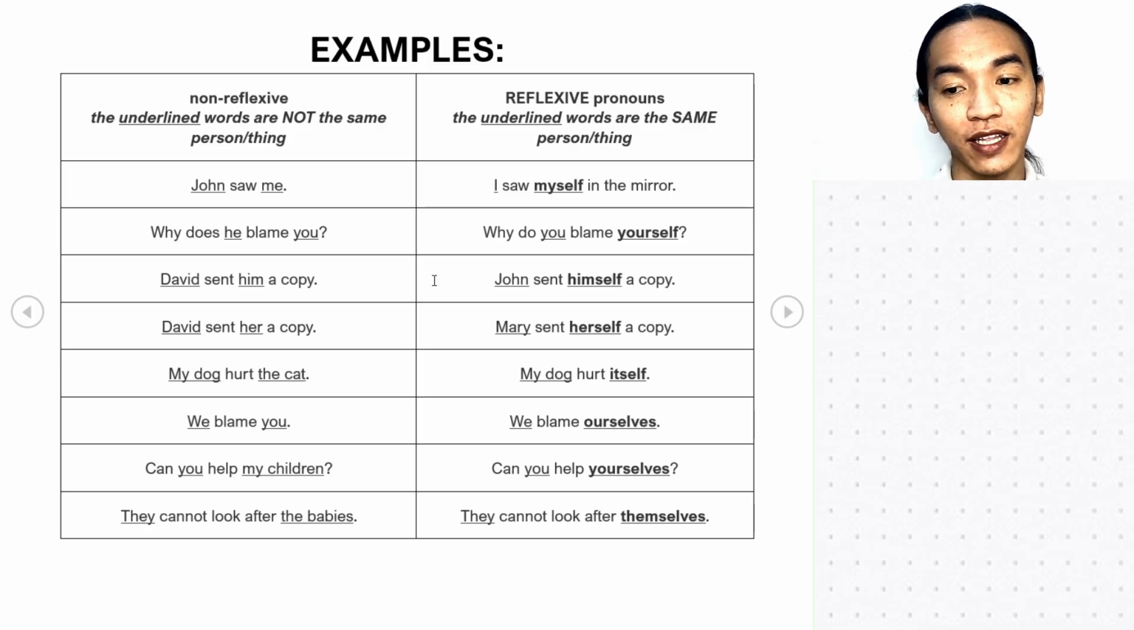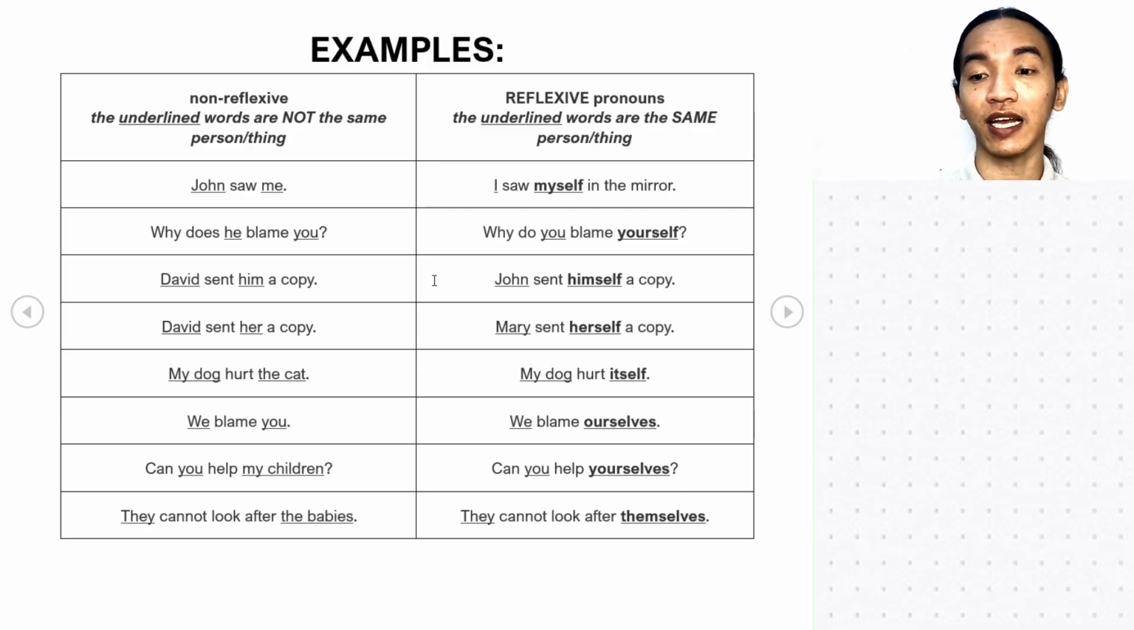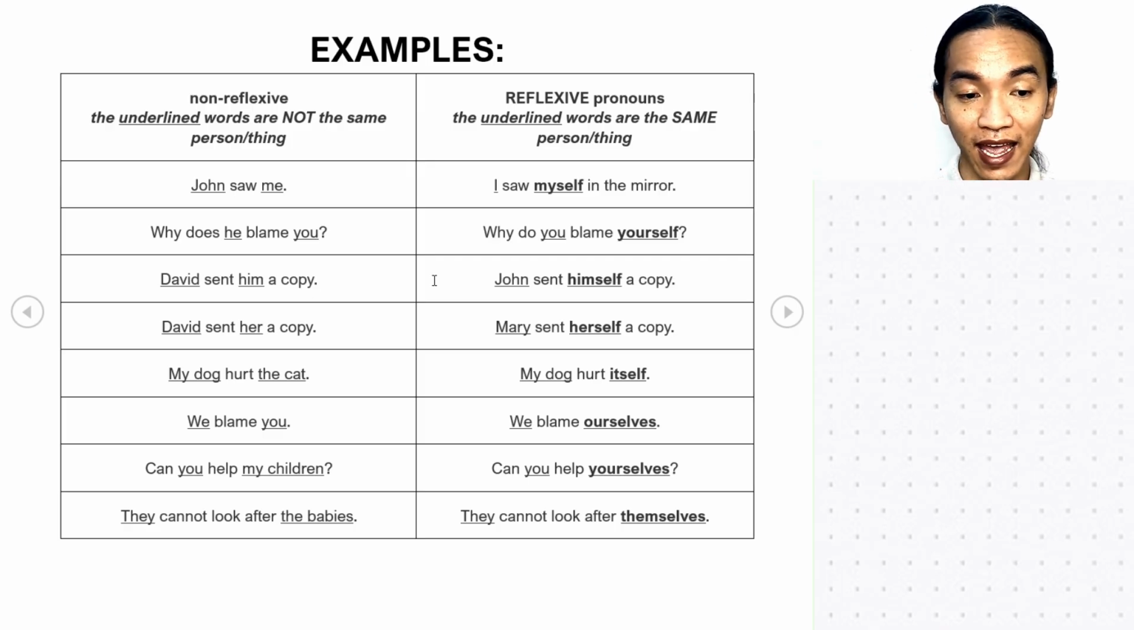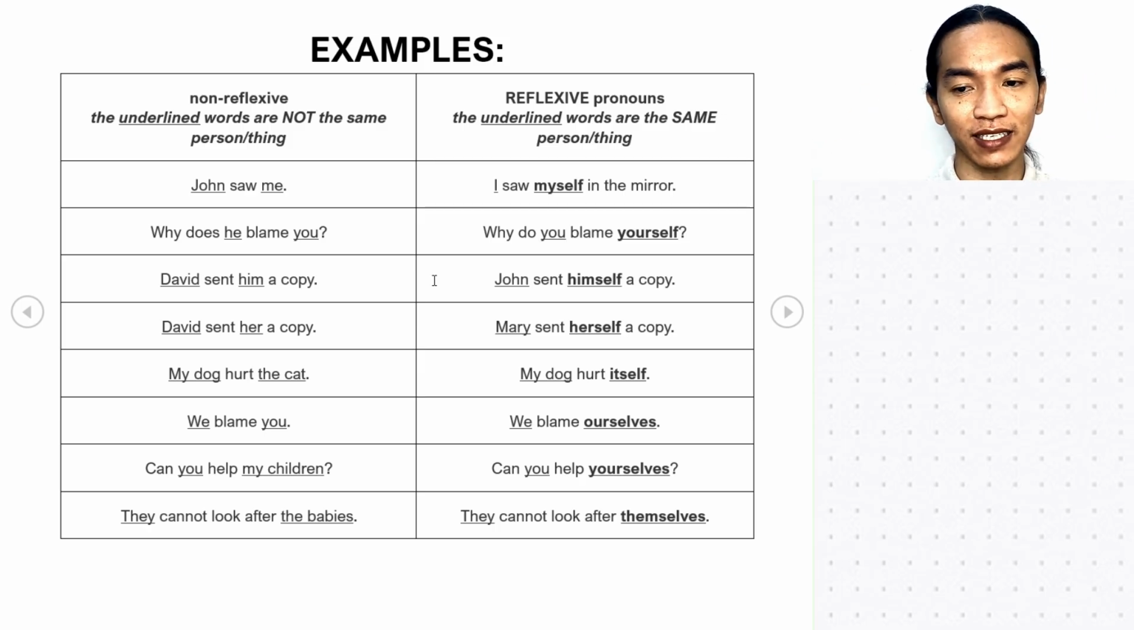Next, why do you blame yourself? John sent himself a copy. Mary sent herself a copy. My dog hurt itself. We blame ourselves. Can you help yourselves? They cannot look after themselves. All of these underlined subjects and the reflexive pronouns are the same person or thing or people. I hope it's clear with these examples, and I want you to take time and think of sentences where we can use reflexive pronouns.